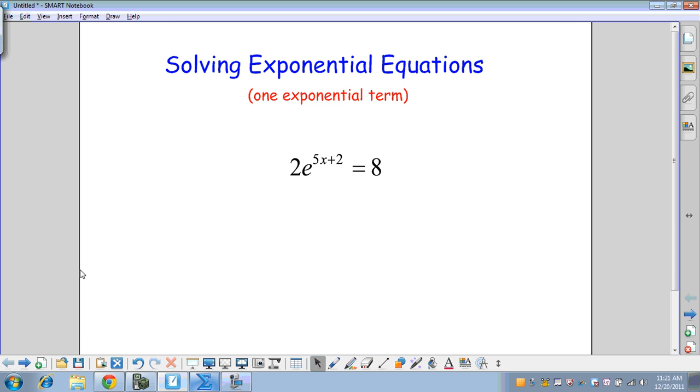Okay, what we're going to talk about in this tutorial is how to solve an exponential equation. In particular, I want to focus on how to solve an exponential equation that has just one exponential term. We'll talk in another tutorial about how to handle it if we have more than one exponential term, but like I said, we'll get into that in another tutorial.